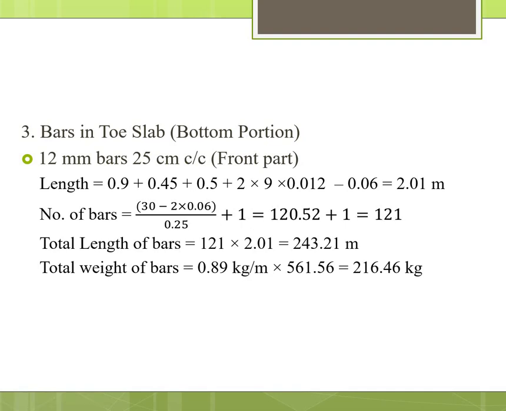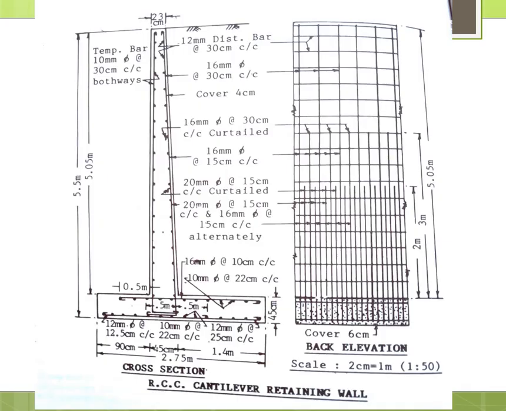From that you can find the total length of the bars and the total weight of the bars. Okay, now we will go on to the next bar. You can see in the given figure 12 mm diameter, 12.5 centimeter center to center, and 12 mm diameter, 25 centimeter center to center is given.